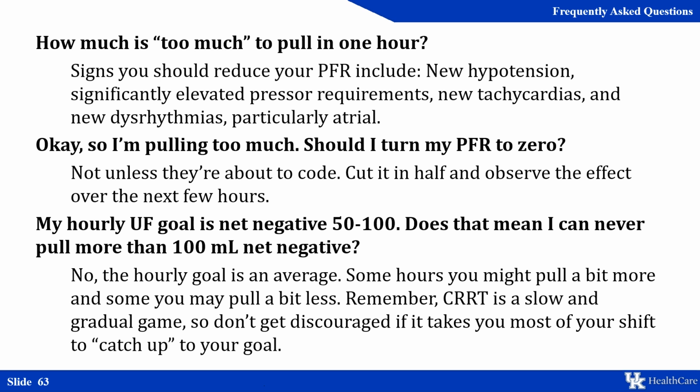Next question. My hourly UF goal is net -50 to 100. Does that mean I can never pull more than net -100? No. The hourly goal is an average. A nephrologist may look at your patient and note that they are about 10 liters fluid overloaded. If they want to get rid of this fluid overload in 4 days, they would have to pull approximately 2.4 liters per day, which ends up being about net -100 per hour.